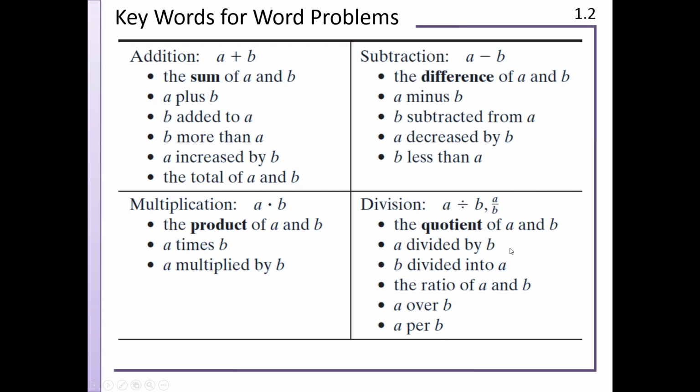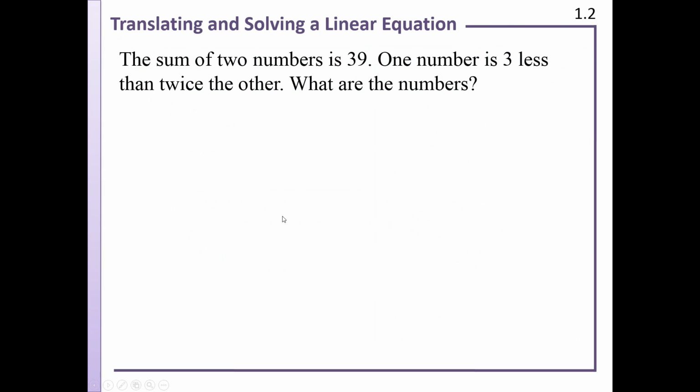Please do take a look at these. Okay, so we'll take a look at this first example. The sum of two numbers is 39. So two unknown numbers, you add them together, you get 39. One number is 3 less than twice the other. What are the numbers? To start this problem, we'll let x represent one number.